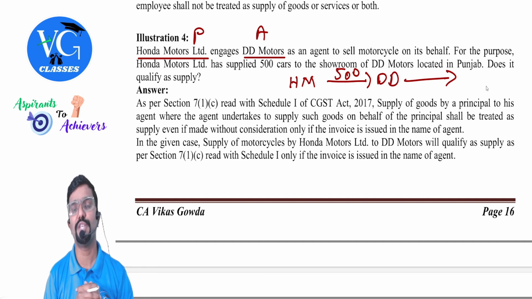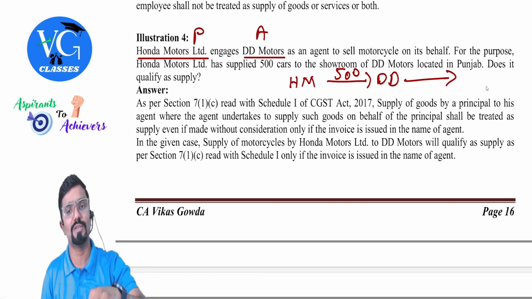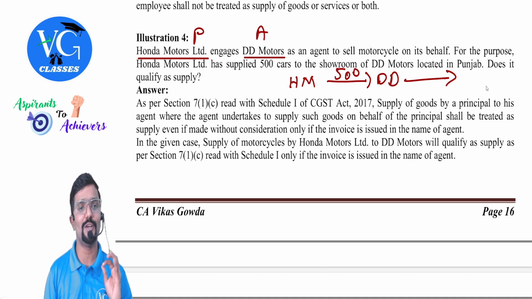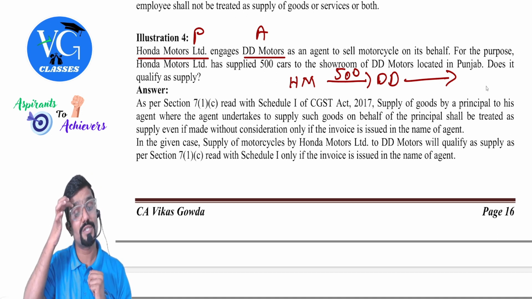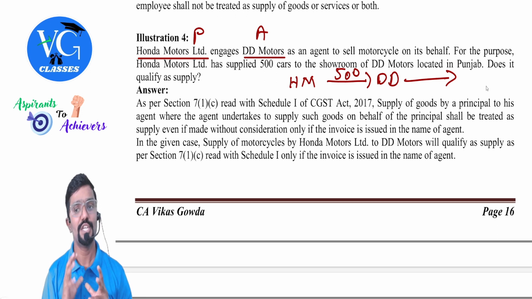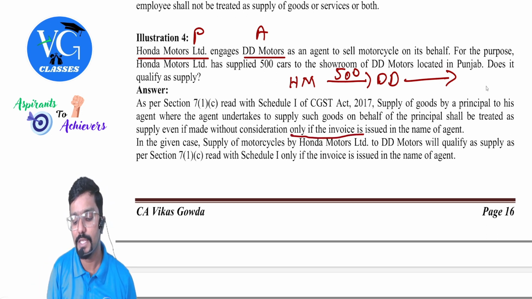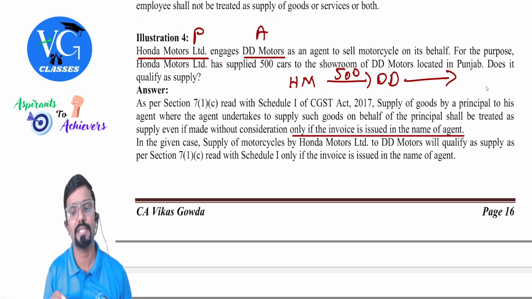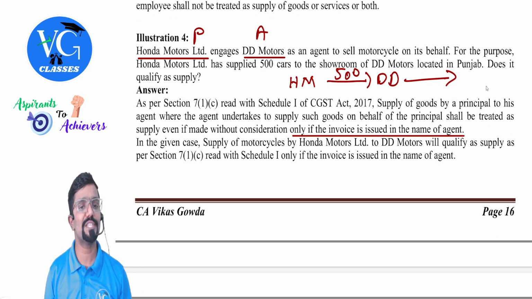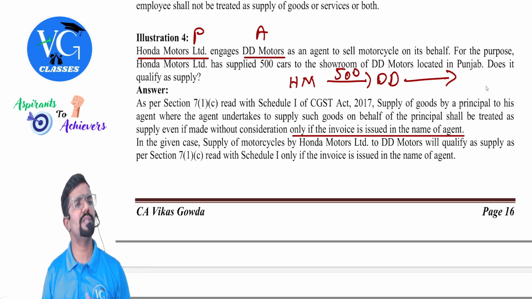As per section 71C, read with Schedule 1 of the CGST Act 2017, supply of goods by a principal to his agent, where the agent undertakes to supply such goods on behalf of the principal, shall be treated as supply even if it is without consideration. Only the key line: only if the invoice is issued in the name of the agent. That is the key line. In the given case, supply of motorcycles by Honda Motors Limited to DD will qualify as supply as per section 71C, read with Schedule 1, only if the invoice is issued in the name of the agent. Sir, what if it is not issued in the name of the agent?